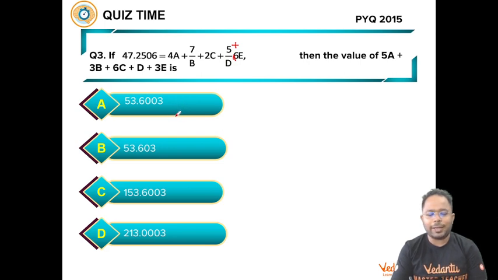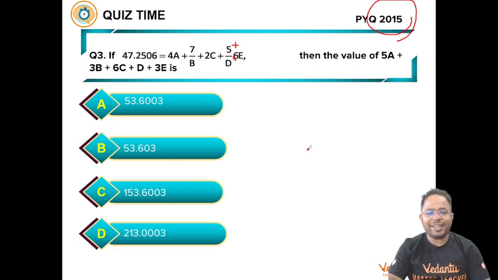Hit on the pause button once again and solve it. So many variables, A, B, C, D. And this is a PYQ of 2015. Getting stuck? What to do? Don't worry, I am there. Try first. And I have full belief in you. You all can definitely do it.